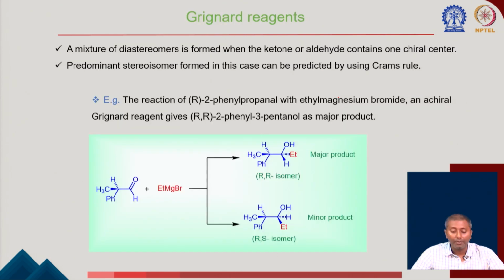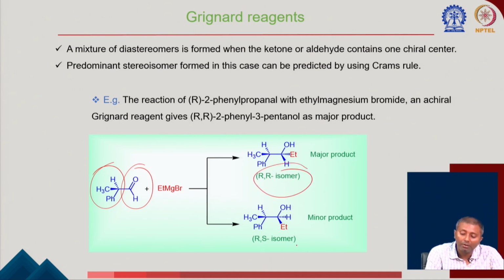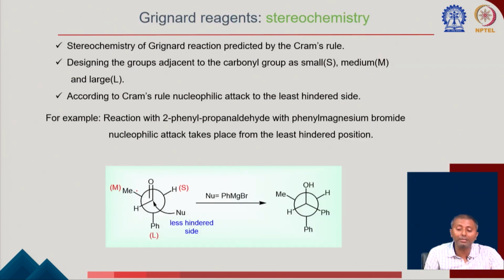So here the question comes: if you have a chiral center, and now you have an aldehyde, and you are treating it with a Grignard reagent, which of them will be major? Is it going to be the RR isomer, or the RS isomer going to be major? That means which face of this carbonyl group will the ethyl group approach? To explain that, you have to understand Cram's rule and Cram's model.